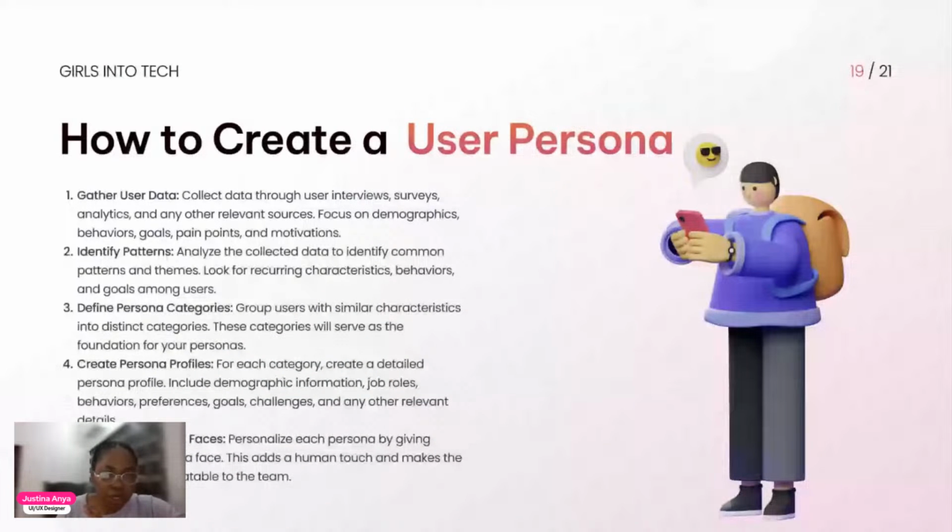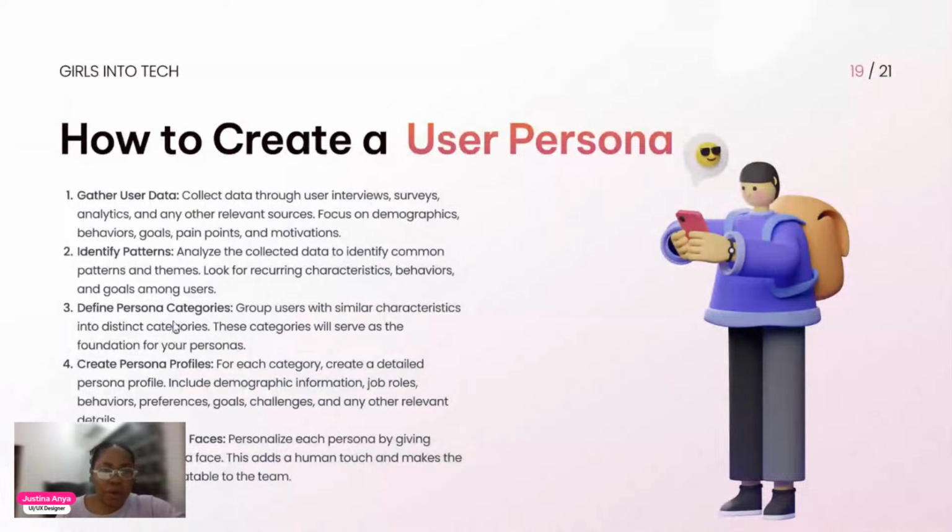Okay. So you have to define the persona categories. Group users with similar characteristics into distinct categories. These categories will serve as the foundation for your personas. If some people say their pain point is this, and others say their pain point is that, you just group them. People with similar behavior, you group them into categories.